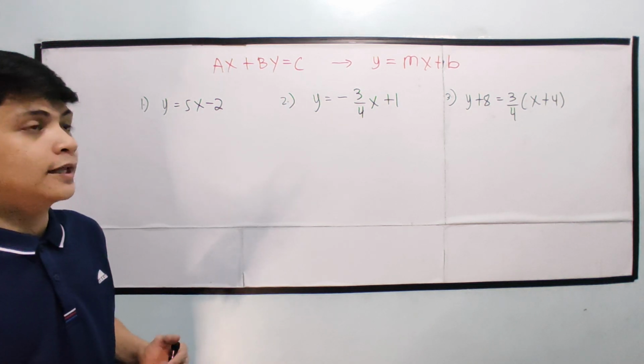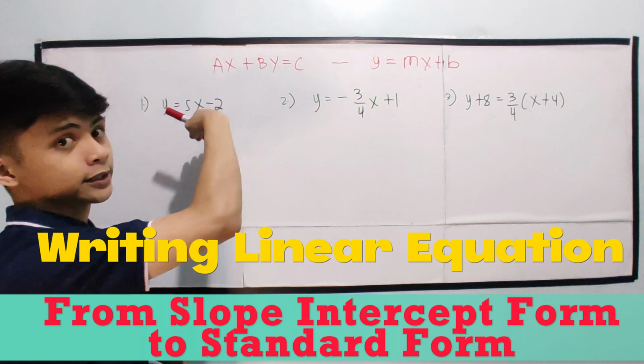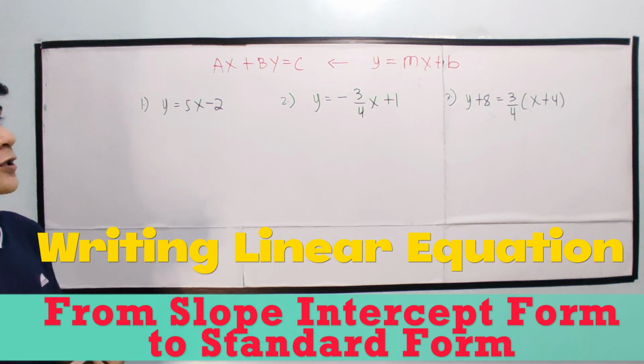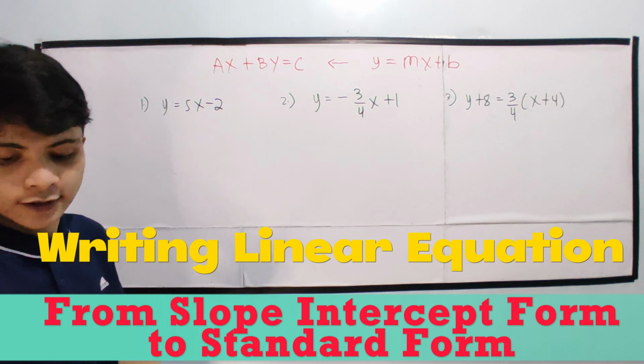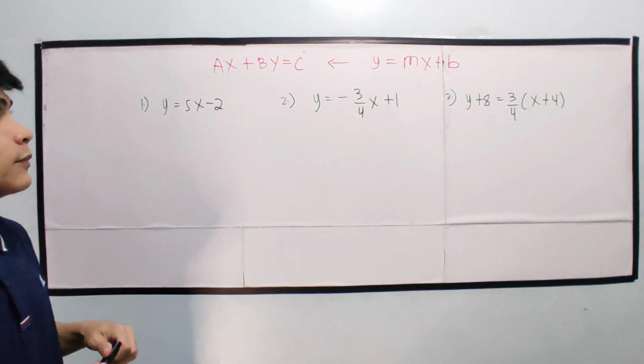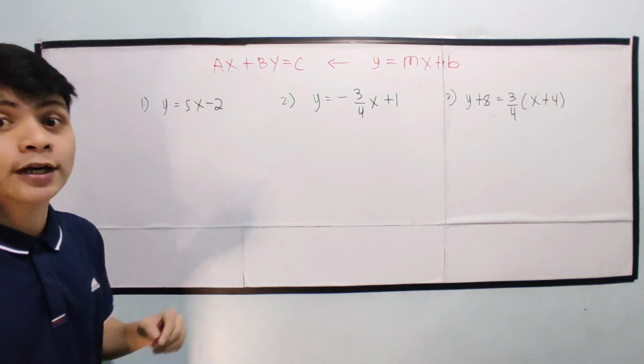Then next naman natin, from slope-intercept form naman, ita-transform naman natin into standard form. Okay? So, meron din tayong 3 examples dito. So, for example, number 1, y is equal to 5x minus 2. So, transform natin siya into standard form.